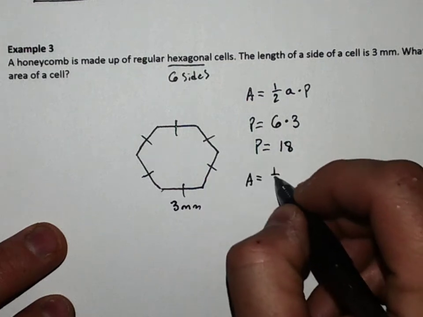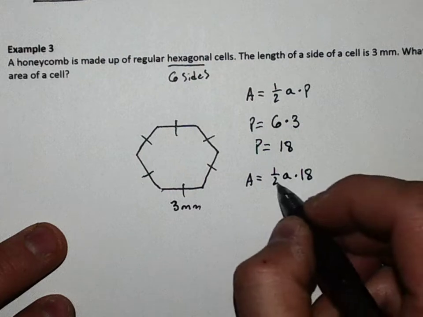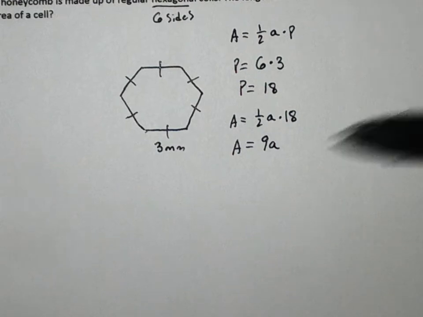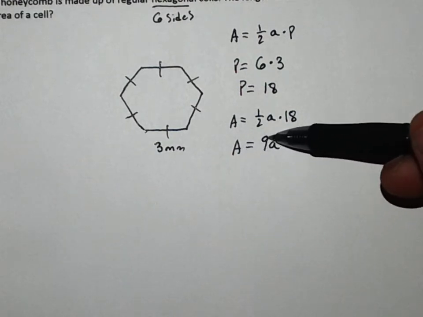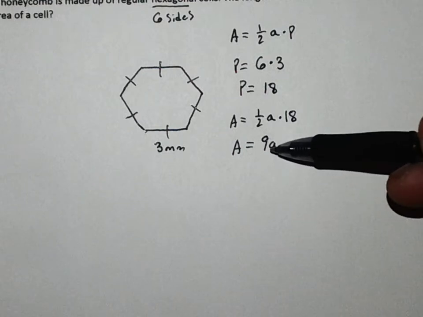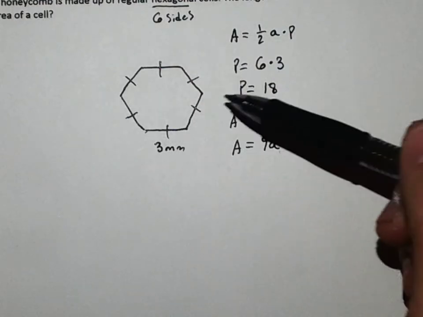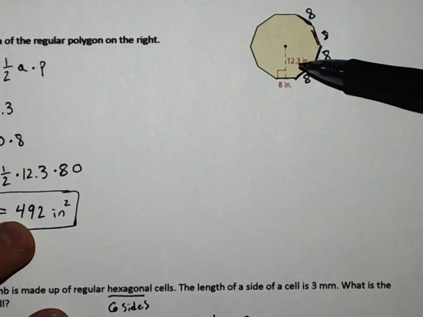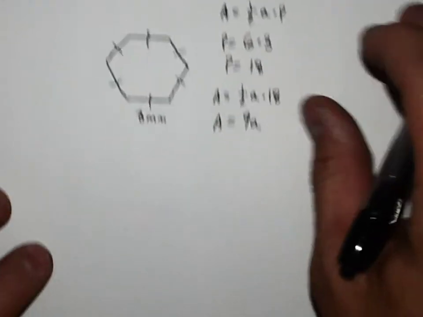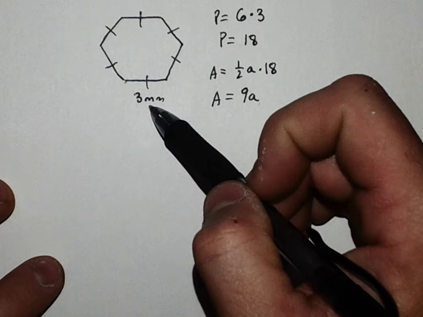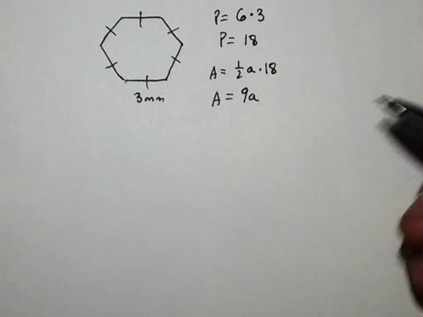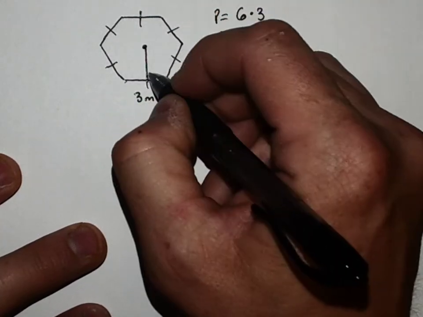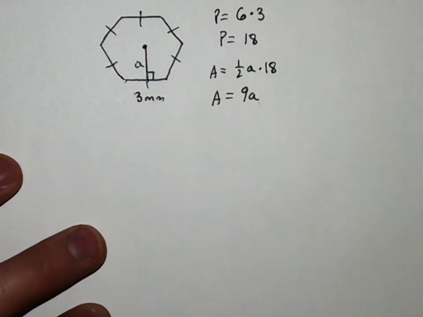A is going to equal 1/2 a times 18. Half of 18 is 9. But here's where we're at now. The area is going to equal 9 times the apothem. But I don't have the apothem. They did not tell me what the apothem equaled. Up in the first problem, they just told me the apothem is 12.3 and the side length is 8. All I know here is that the side length is 3. How do I find the apothem? Well, first let's draw the apothem. Here's the apothem. You come straight down at a right angle. That is your apothem.